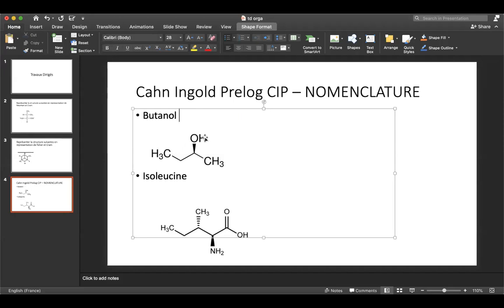This is where we now come in with the CIP nomenclature, Cahn-Ingold-Prelog. This is the new type of nomenclature that we're going to learn. It's the same thing, but now we just have another aspect that we are going to add on.